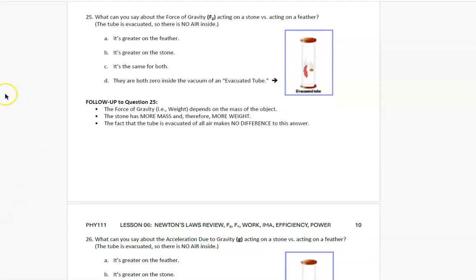Number 25. What can you say about the force of gravity? Remember, this is the weight acting on a stone versus acting on a feather. The tube is evacuated, if you look at this picture here, so there is no air inside. Evacuated means you've created a vacuum on the inside by sucking all the air out of the tube. You can do that with a pump.